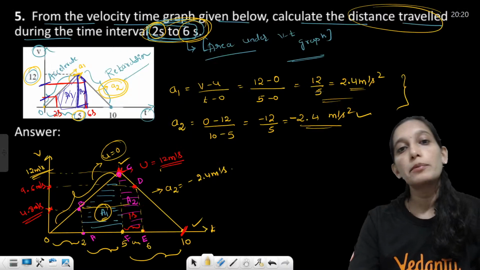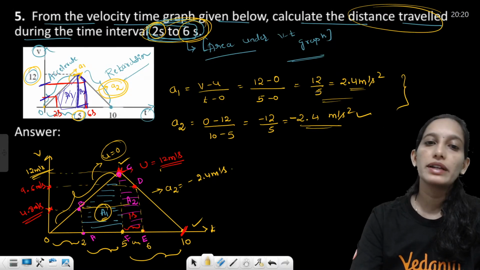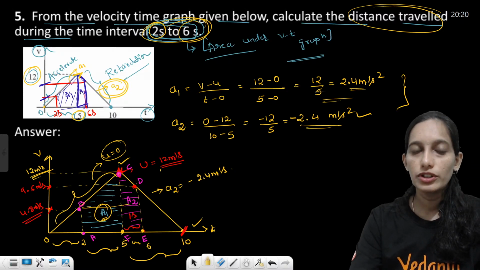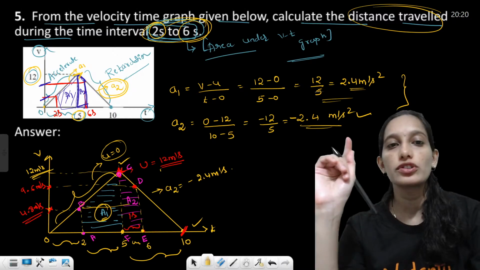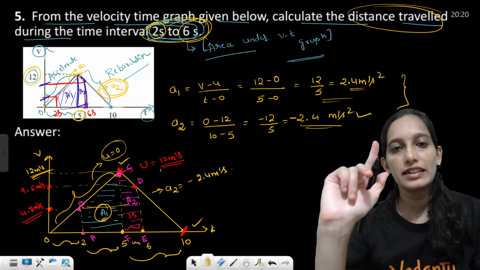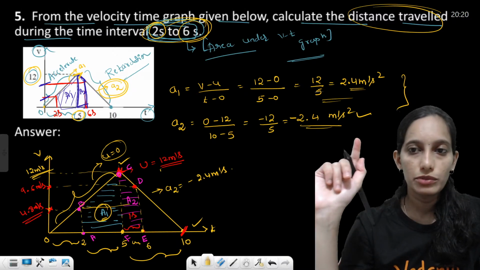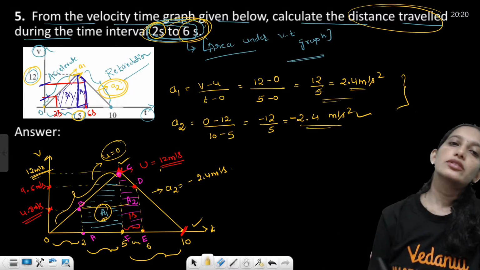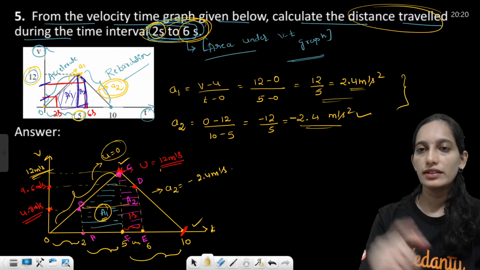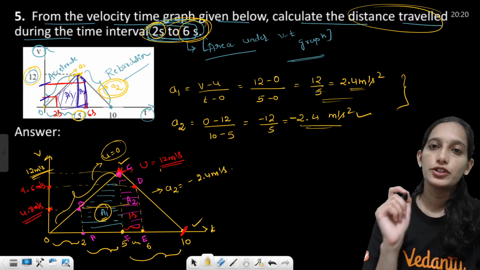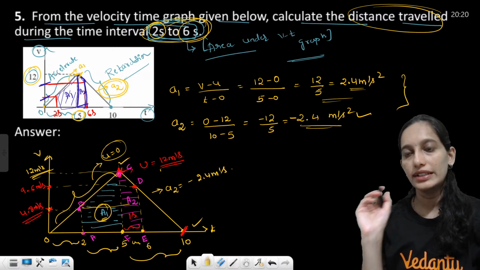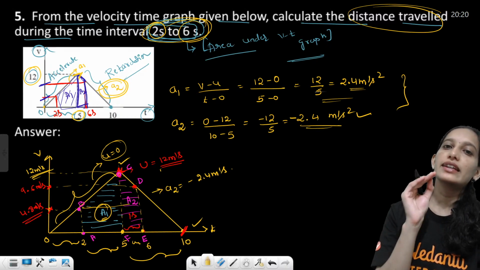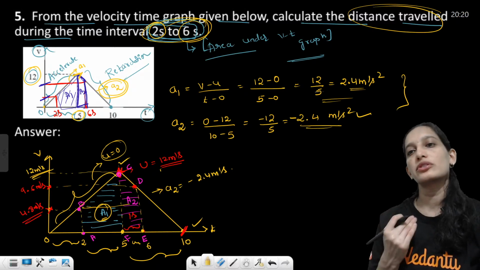So this type of graph based question can also be asked in 5 marks numericals. Your job is to find out how many uniform motions there are. Here there are two, one accelerated and one retarded motion. And distance traveled, you should know that it is the area under the VT graph. So find out whatever quantities are needed to find that area.